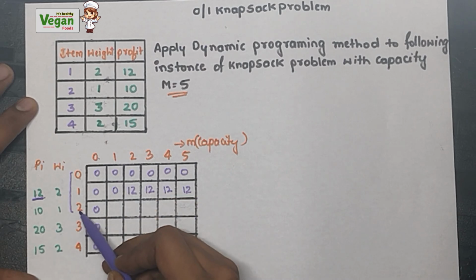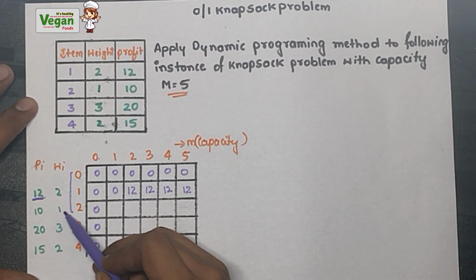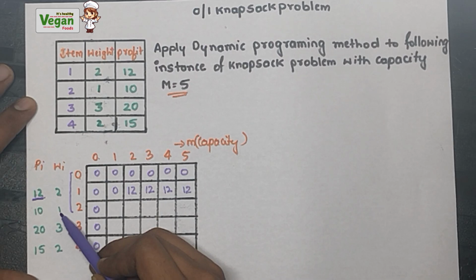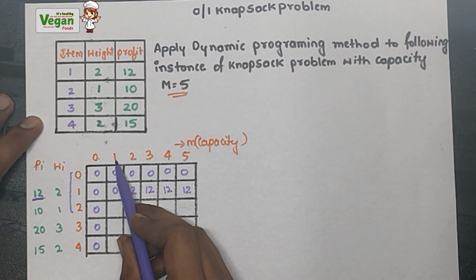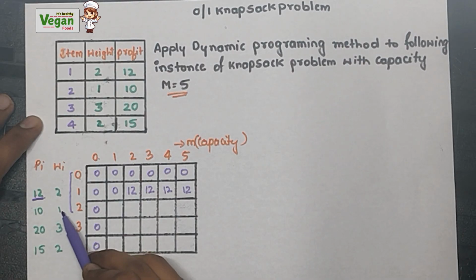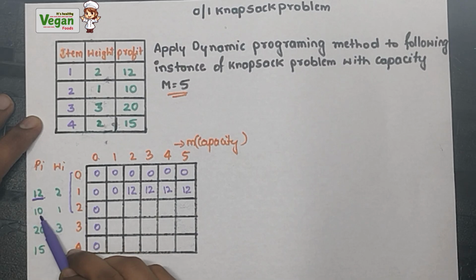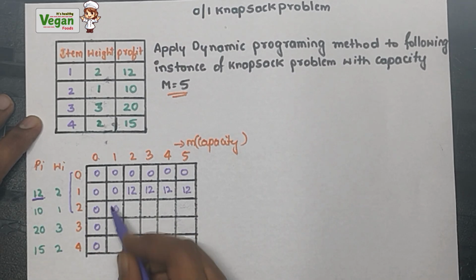1. You can fill the second item because its weight is equal to 1. 1 liter capacity is there. You can fill a 1 liter item, no? So capacity 1, weight is also 1. Therefore, I can fill the second item. Second item's profit is 10.